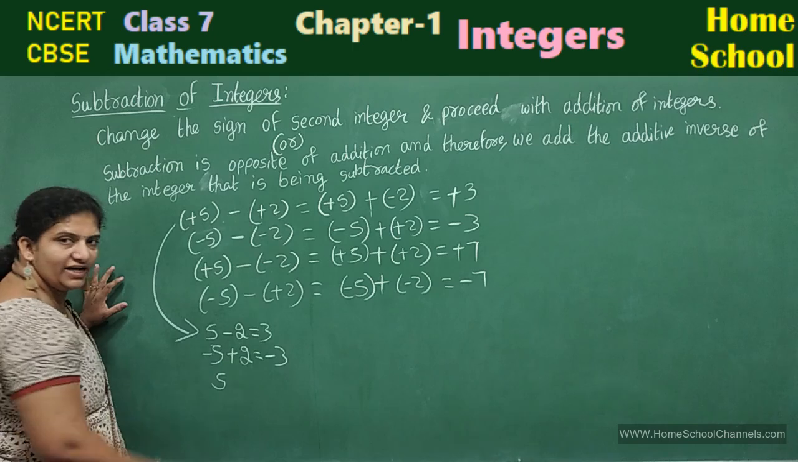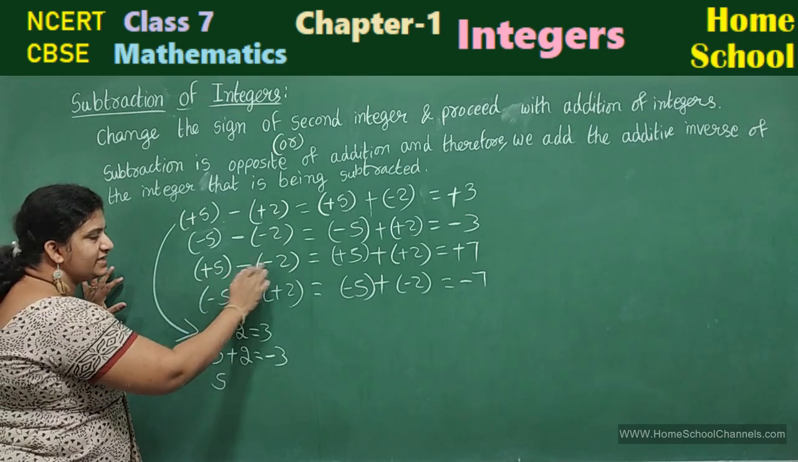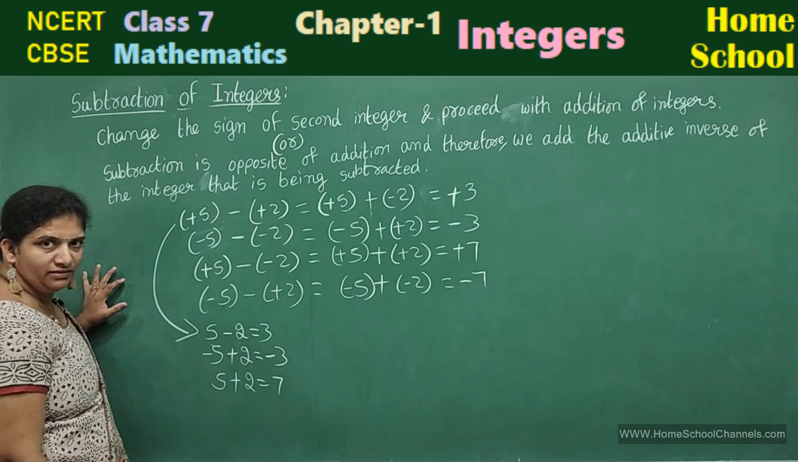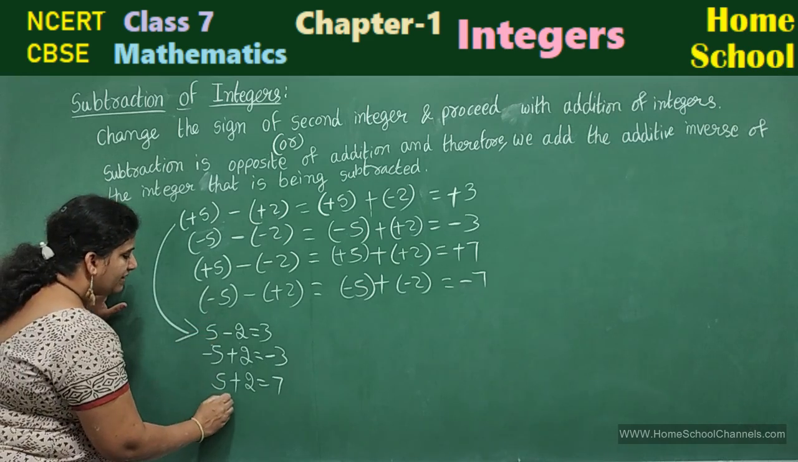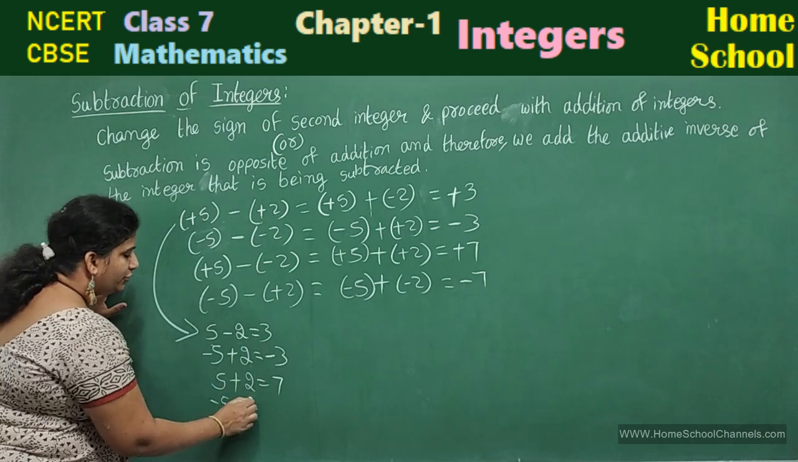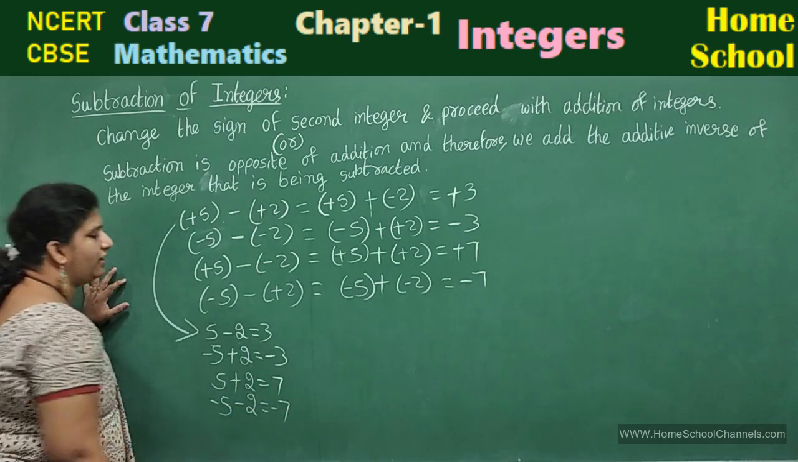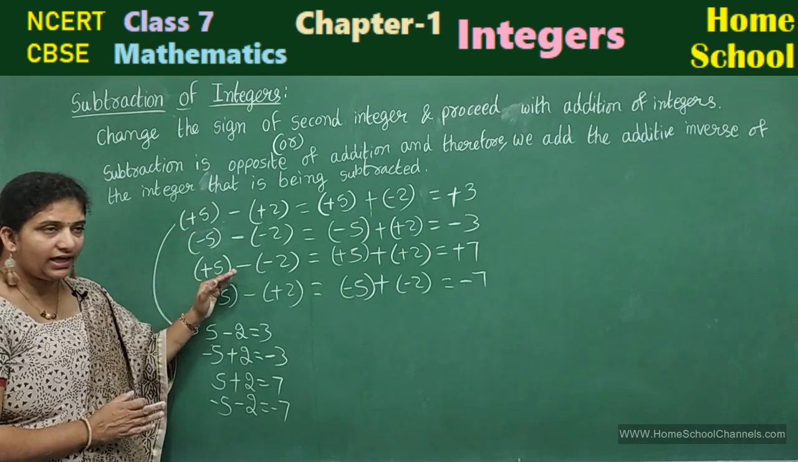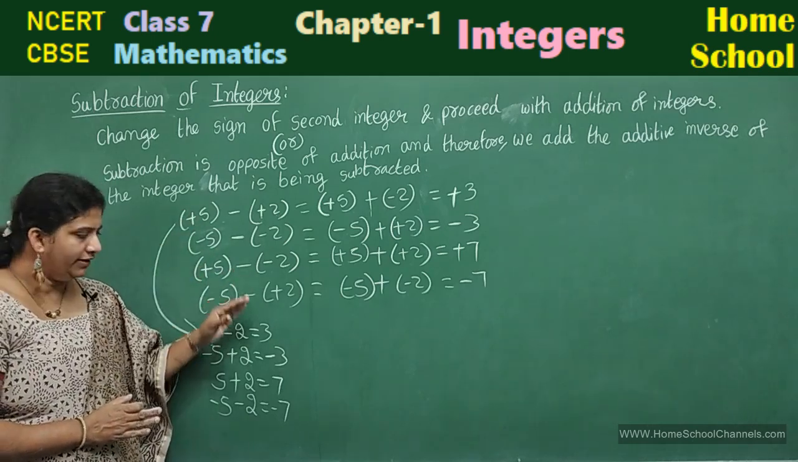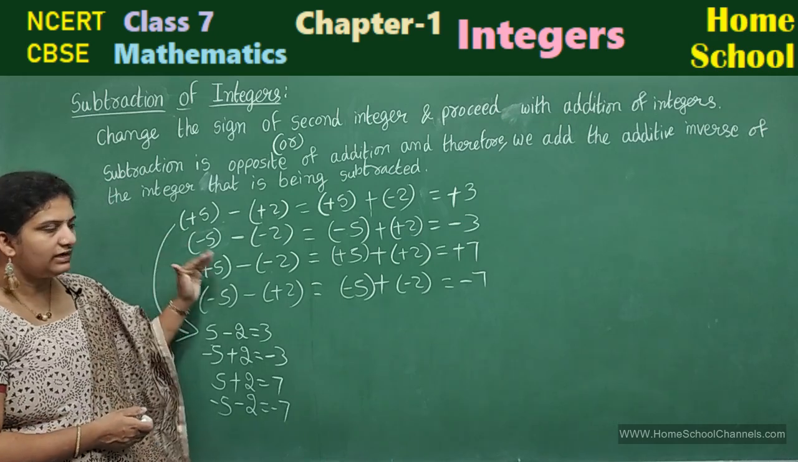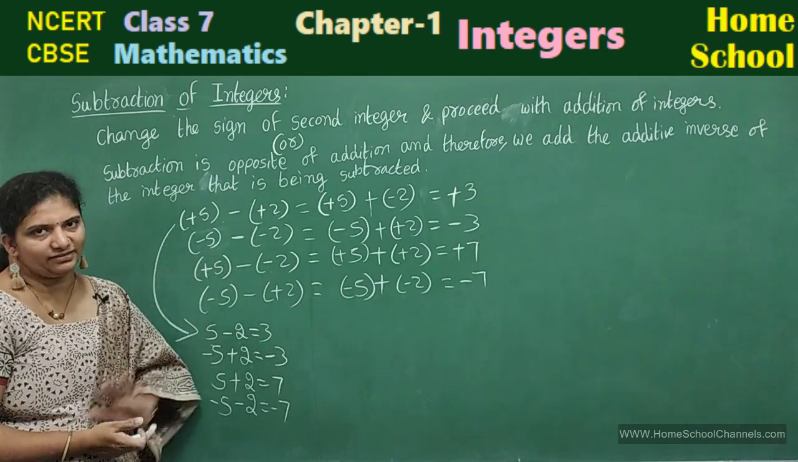And now here remove brackets. Plus 5, I write it as normal 5. Minus into minus is plus 2. 5 plus 2 will be 7. In the same manner, minus 5, minus into plus is minus 2. Minus 5 minus 2 will be minus 7. When you are learning, try to learn like this. Once you know, you can directly do it like this. Okay, is this clear? First learn and then try to do it like this.